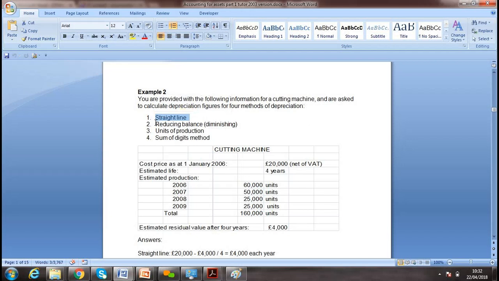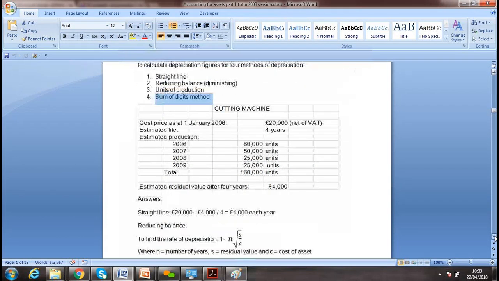throughout the life of the asset. Second is called the reducing balance method. We always calculate the depreciation based on the carrying value, so every year the depreciation will vary. Third depreciation type is called the unit of production method. Based on how many units we produce, we can calculate the depreciation. And the fourth is called the sum of digits method, so that we can calculate the depreciation.